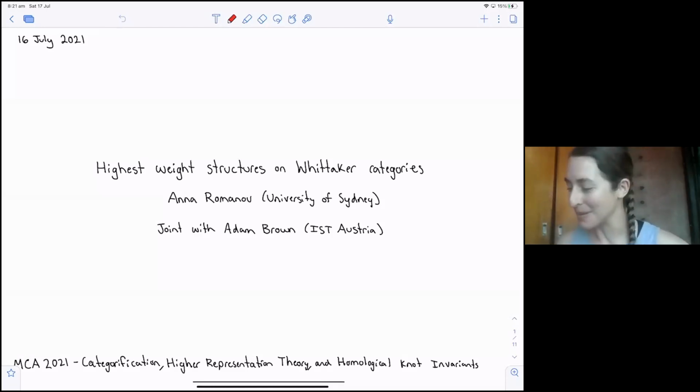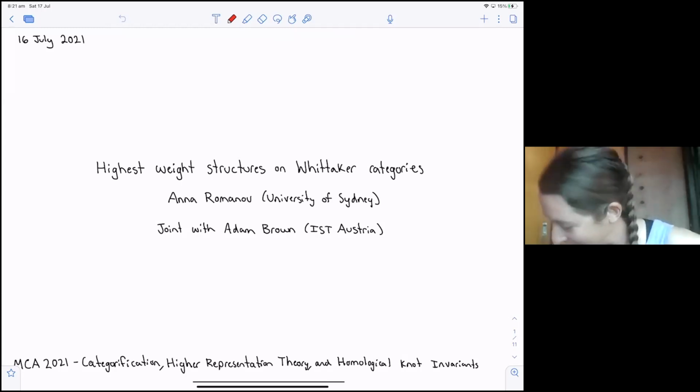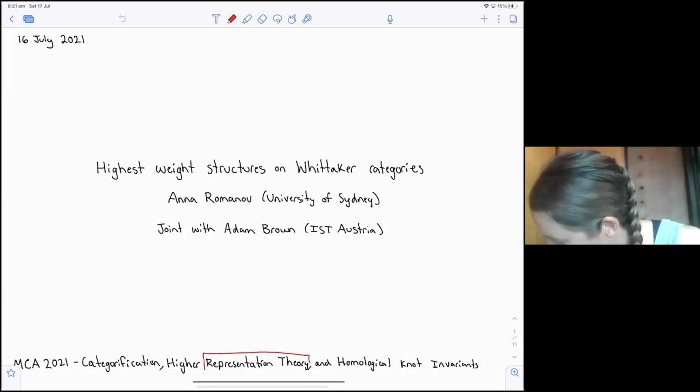While I was preparing this talk, I was looking at the title of my talk and the title of the session and all the words on this list, and realizing that I only fit into a very small subset of these words. This is our session on categorification, higher representation theory, and homological knot invariants. I don't really study homological knot invariants. Sometimes I do categorification, but this project is not about categorification. So really it fits into these two words.